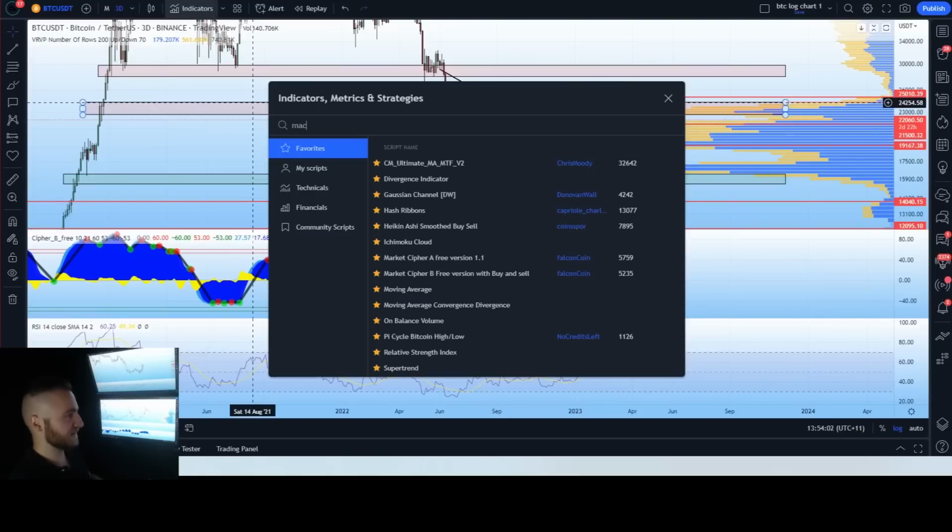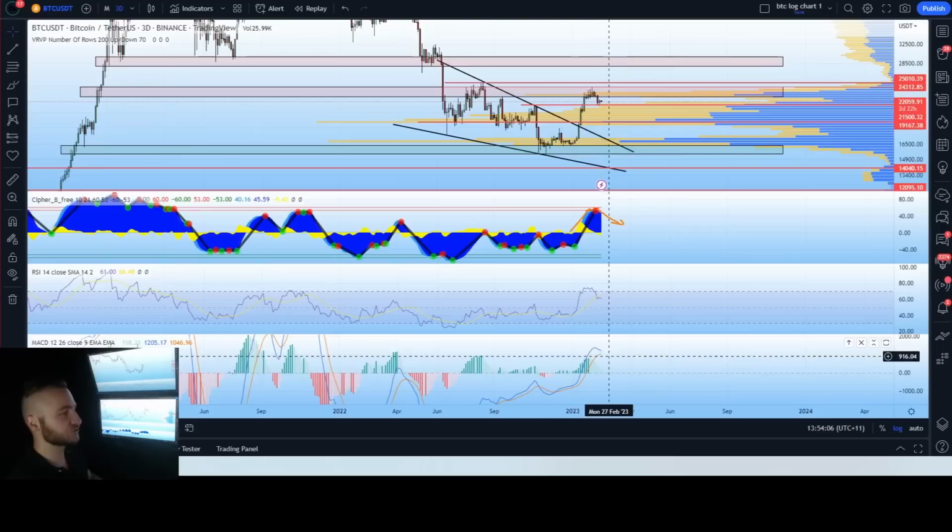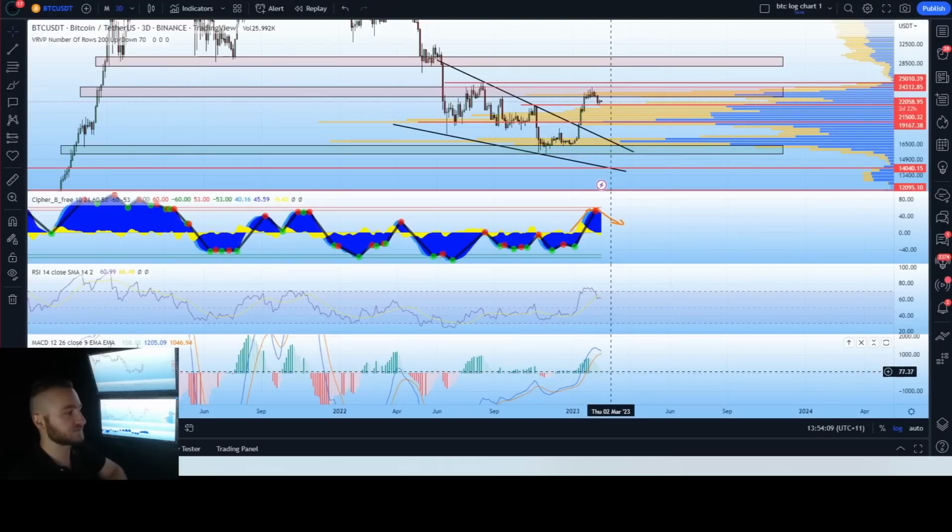If we take a look at the MACD on the 3-day chart and RSI, we can see that we do have potential shifts moving forward. We do see the MACD dropping that positive momentum. It is falling. The momentum has not quite crossed negative.